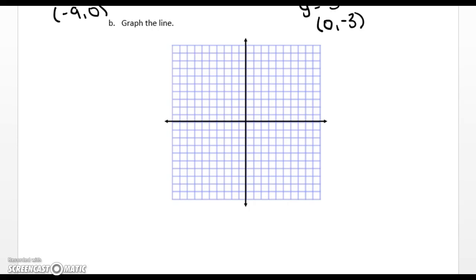And if you want to be a little bit more cautious, I would recommend making a table of values for that 3rd point.